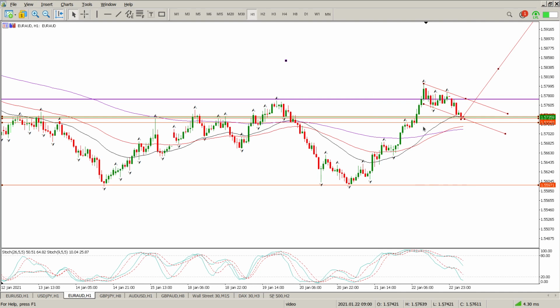So we need to see price build some structure off a level, and these are the levels we're looking for. Okay, so the lowest one is 157.252.